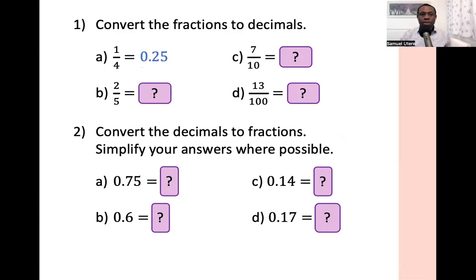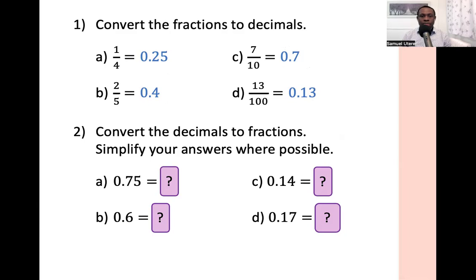So for the first one, you are simply asked to convert the fractions to decimals. Now, you should know some of these fractions and their equivalent decimals. For this one, we know 1/5 is 0.2, so 2/5 has to be double of 0.2, which is 0.4. 7/10 we know is 0.7, and 13/100 as a decimal is 0.13.